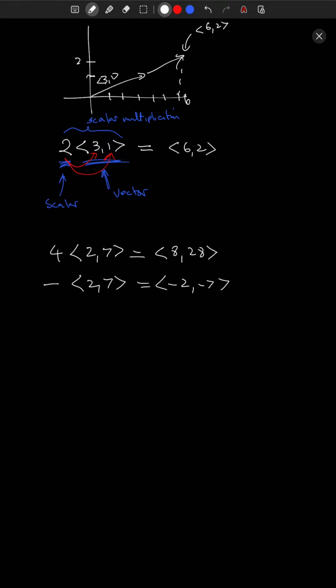And that makes sense because if (2, 7) is here, then -1 times (2, 7) should be the vector that points in the opposite direction. And how do I get the opposite direction of this guy here? Well, if I move 2 steps to the right and 7 steps up, the opposite direction is 2 steps to the left and 7 steps down. So (-2, -7). It fits perfectly. The algebraic and geometric aspects of a vector fit perfectly together.